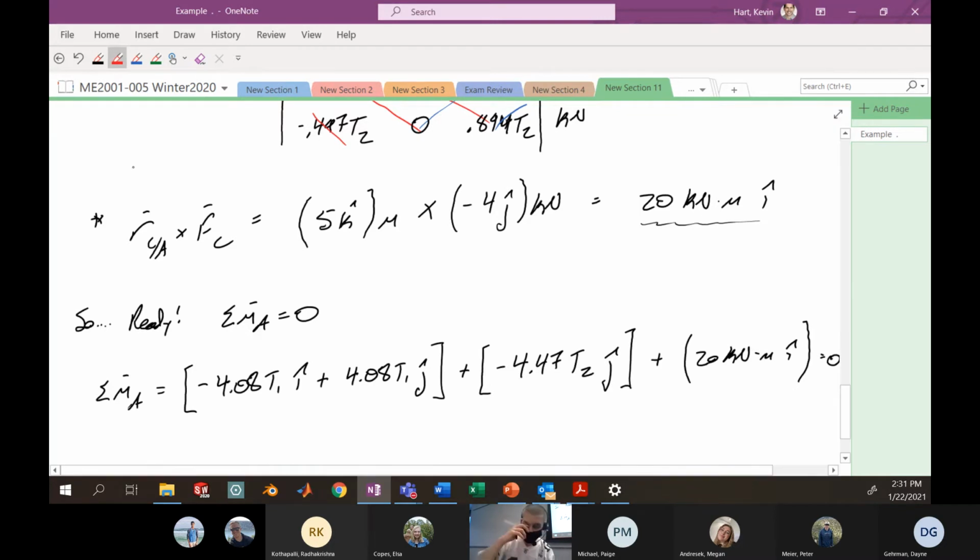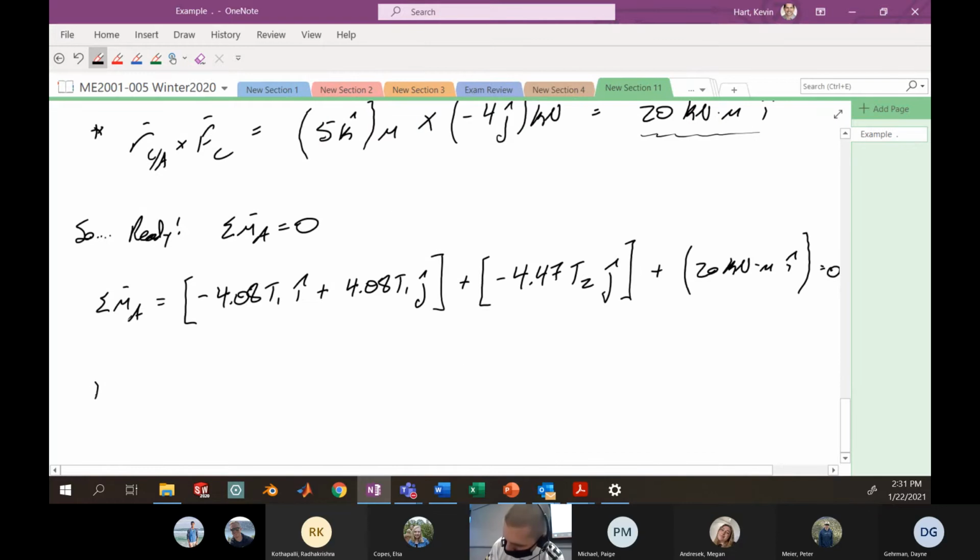So again, this is 3 equations, right? 1 in I, 1 in J, and 1 in K. Unfortunately, we don't have any components in K that peek their head in, but we can still look at what's going on in the I direction and what's going on in the J direction. So let's just kind of pick one of those and go with it. I think just naturally easy just to start with the I direction.